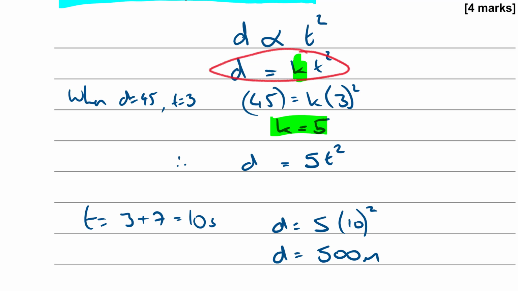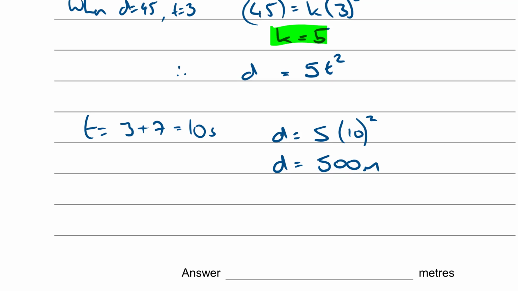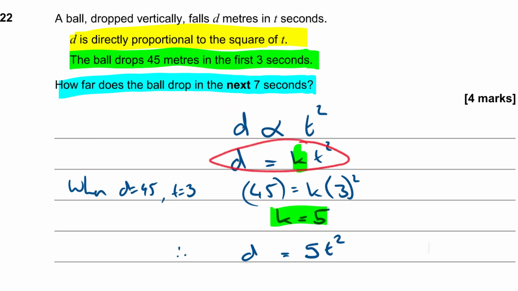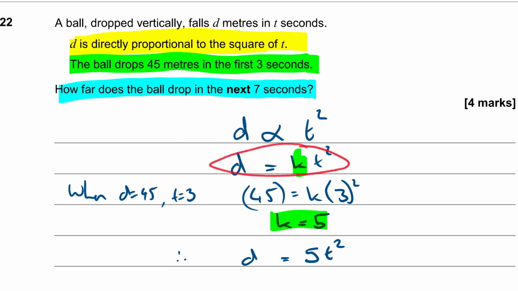Now we've evaluated that at time t equals 10, d is equal to 500, but at time t equals 3, d was equal to 45. So how far does the ball drop in the next 7 seconds is the difference between those two. So our answer is going to be the difference of those, isn't it? So 500 subtract 45 is 455 meters, which is my final answer, 455 m. Which just goes to show, beware of anything in bold in the question.